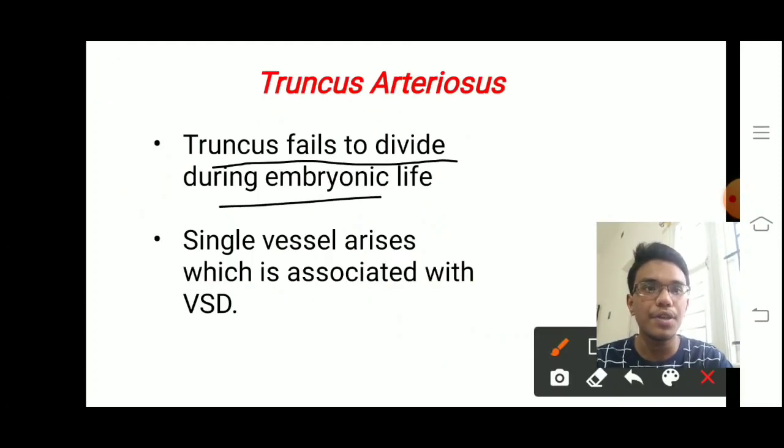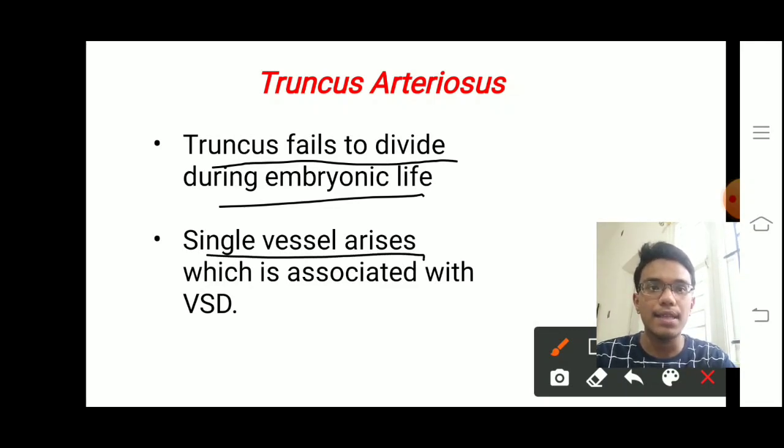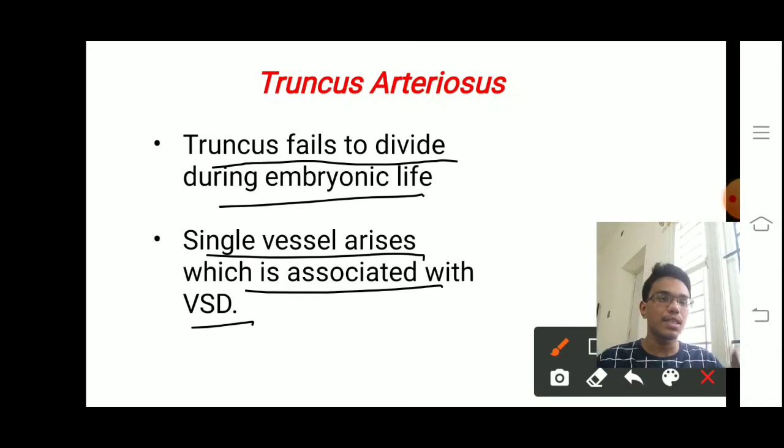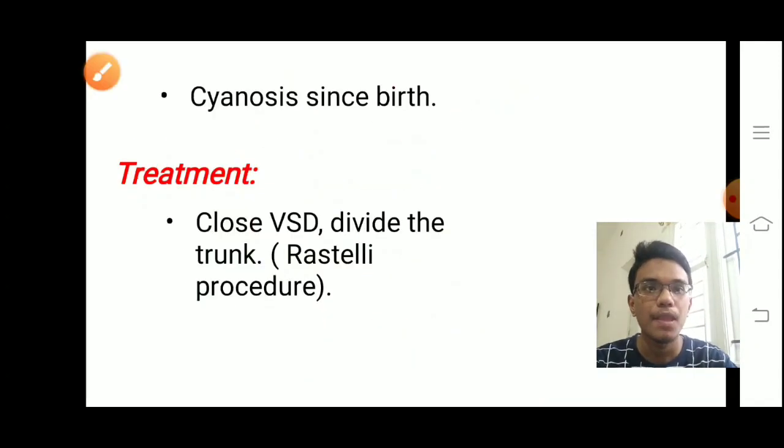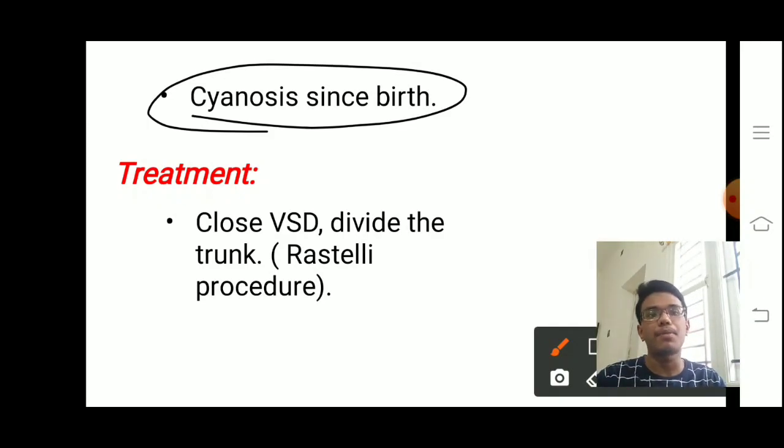Truncus fails to divide during the embryonic life. It persists there, leading to the formation of truncus arteriosus, and a single vessel arises which is associated with VSD. These both features should generally be present to cause truncus arteriosus. Okay, now coming to the cyanosis part, here also there will be cyanosis since birth. And the treatment part, generally what is the treatment?